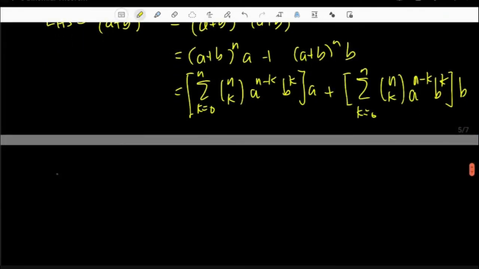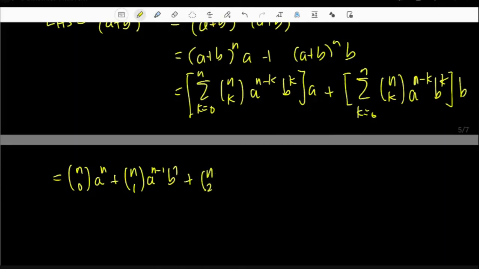So let's expand. So if we expand this one, we have N taken 0 times A to the N plus N taken 1, A to the N minus 1, B to the 1 plus N taken 2, A to the N minus 2, B to the 2, and so on. We cannot write every term. Siyempre, variable yung N natin. Indeterminate. Arbitrary. Okay. So, but you know the pattern. So, yan yung pattern. Hanggang makarating ka dun sa dulo.